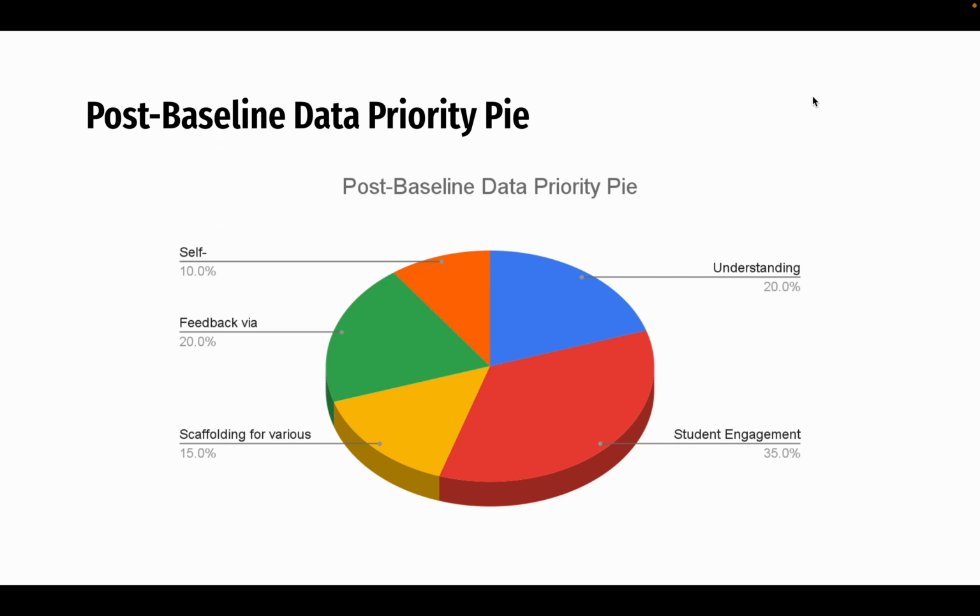Understanding the content area standards boosts up to 20% because I believe, after doing some research, that when students understand those indicators of success, they are better able to reach that success. Self-assessment boosts up to 10, and feedback via conferencing goes up to 20.